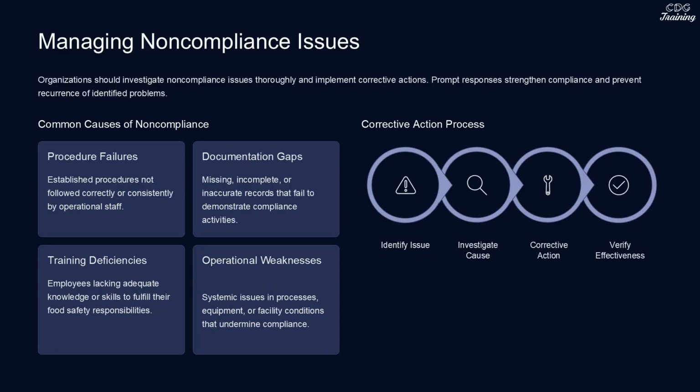Organizations must address non-compliance issues proactively to strengthen compliance and prevent future problems. Common causes include procedural failures, documentation gaps, training deficiencies, and operational weaknesses. The corrective action process involves identifying the issue, investigating the cause, taking corrective action, and verifying effectiveness.